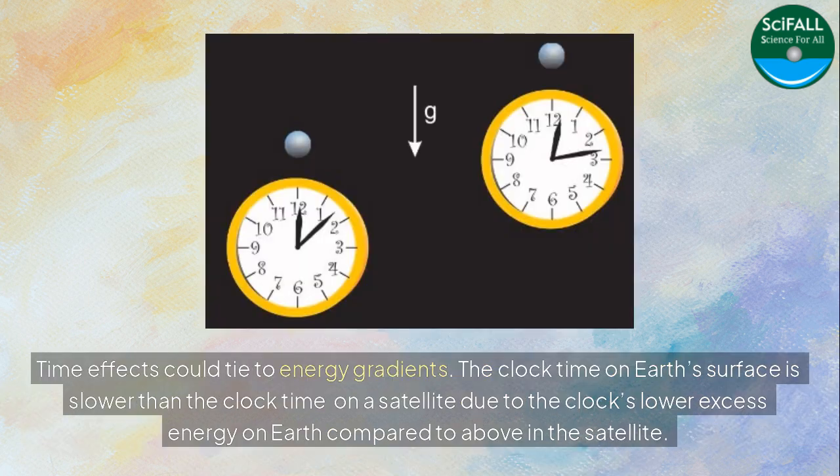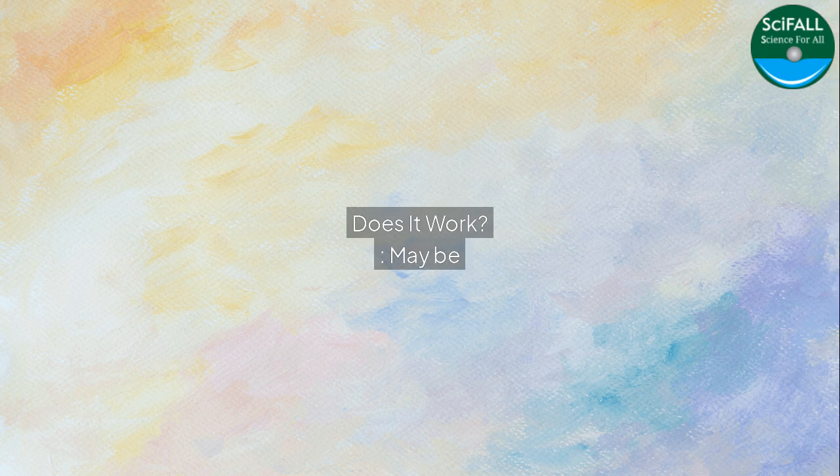Time effects could tie to energy gradients. The clock time on Earth's surface is slower than the clock time on a satellite due to the clock's lower excess energy on Earth compared to above in the satellite. Does it work? Maybe. This needs more development.